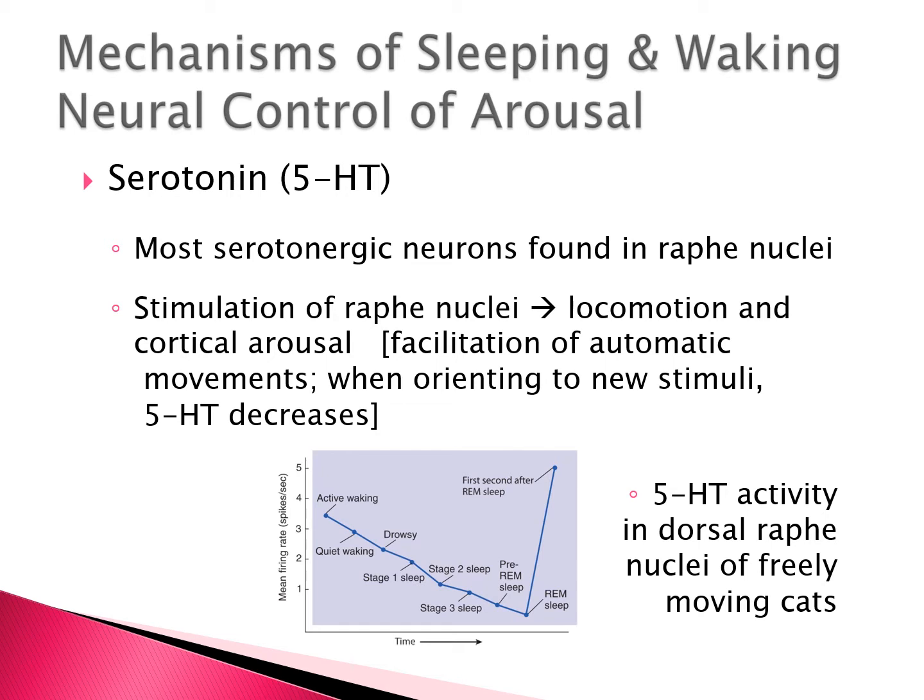So we see, as we are awake and active, a lot of serotonergic activity, and that is just slowly going down and down as we're getting less and less awake, and we're going through those stages of sleep where we see slower and slower brain activity. When we are in REM, this is again at floor. This figure is from the nuclei of freely moving cats.